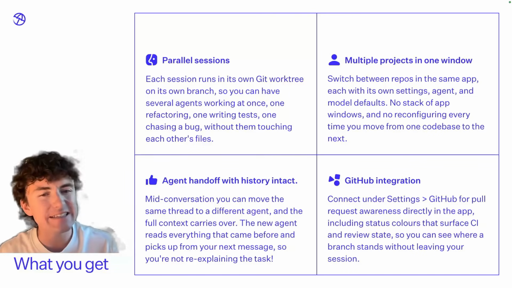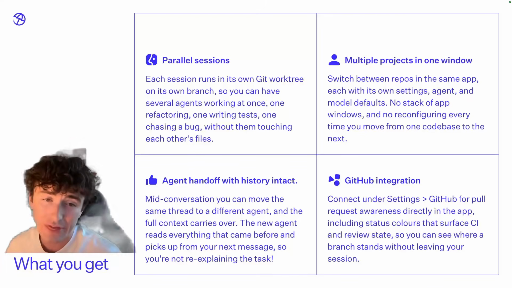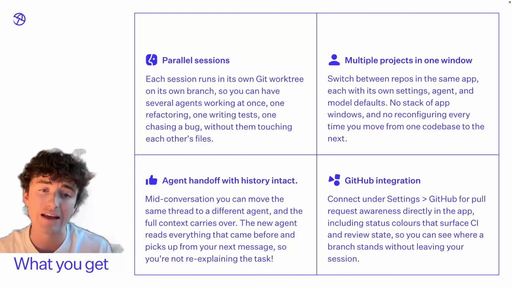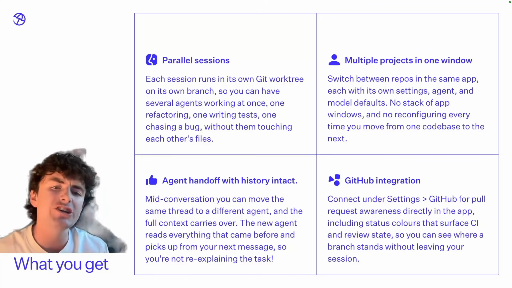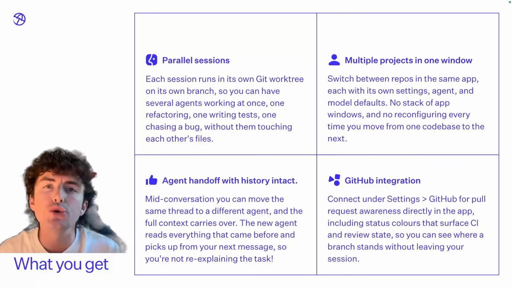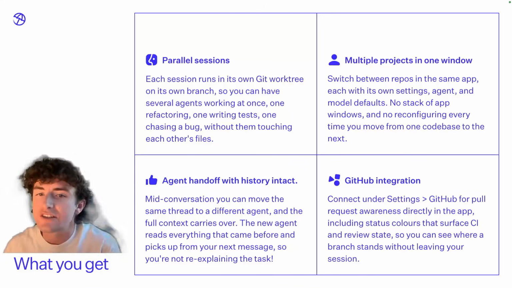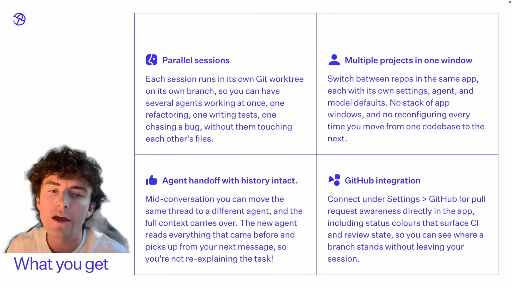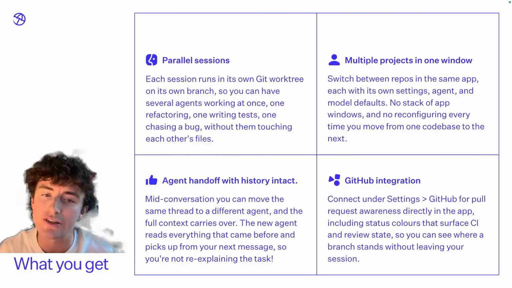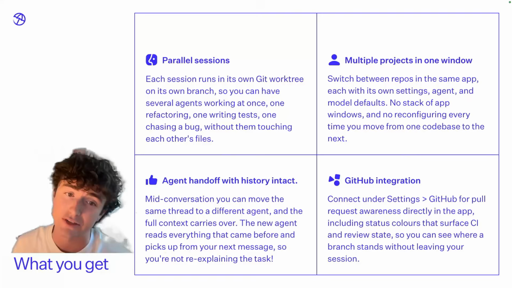So what is ACP actually getting for you day to day? Let's check these four things on the side. Parallel sessions. Every session runs in its own Git work tree on its own branch. So you can have one agent refactoring, one writing tests, one chasing a bug, all at the same time. And they aren't stepping on each other's files or toes. That's a real workflow change, not a convenience feature.